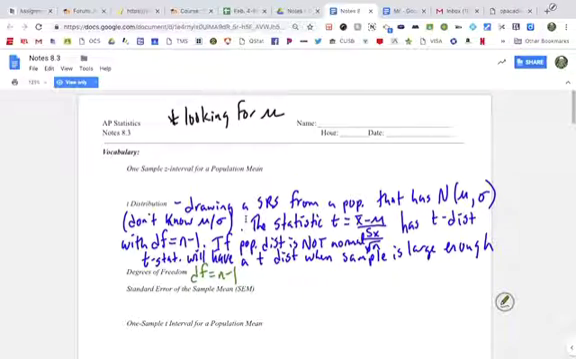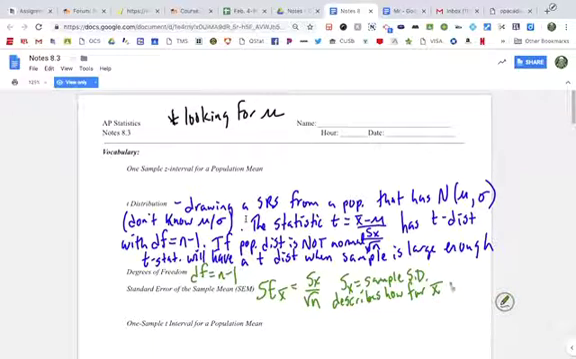Pretty simple there. Standard error of our mean. So standard error of x bar is just rho divided by the square root of n. I'm sorry, not rho. Sample standard deviation divided by the square root of n, because we don't know rho. So S of x equals our sample standard deviation. Okay? And it describes how far x bar will typically be from mu.